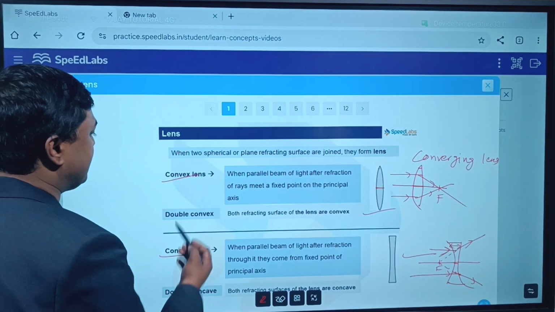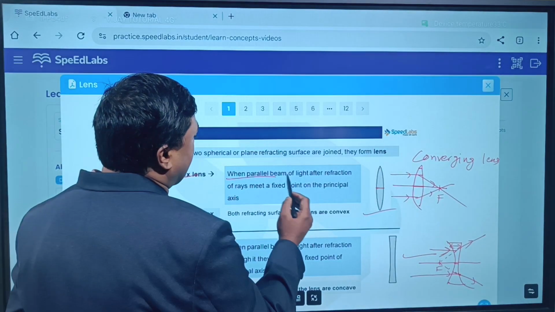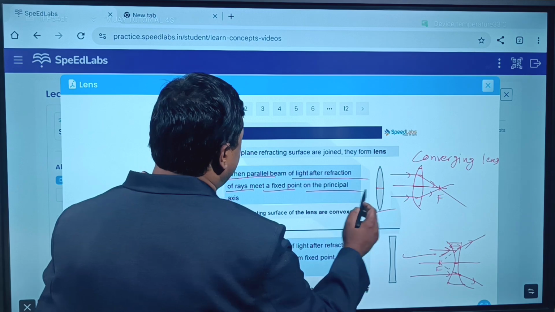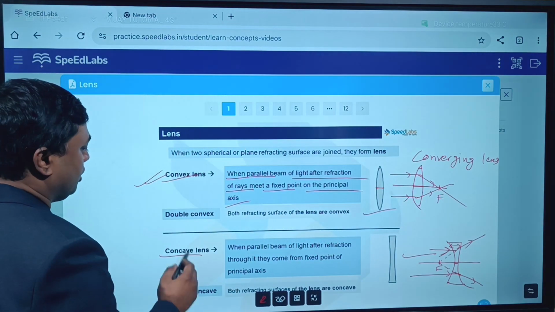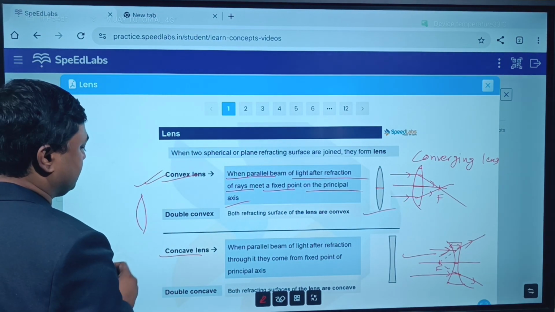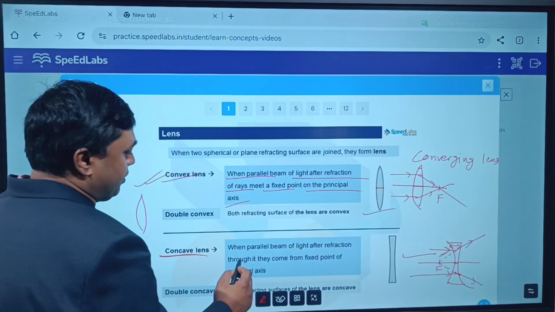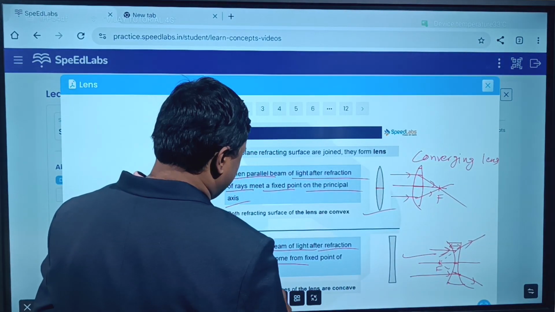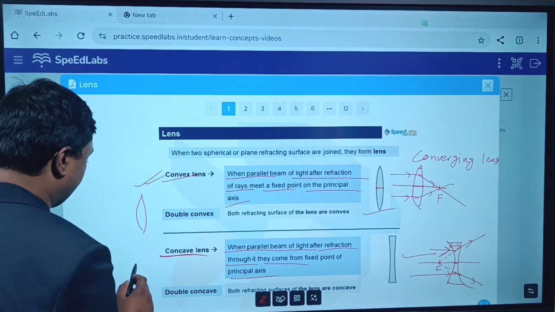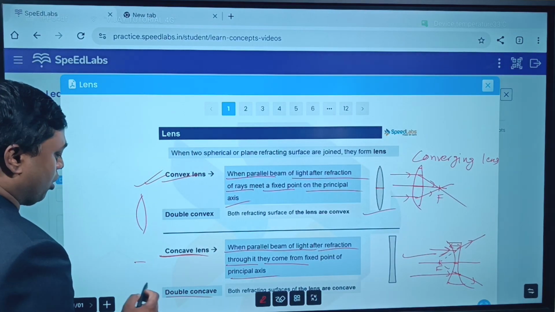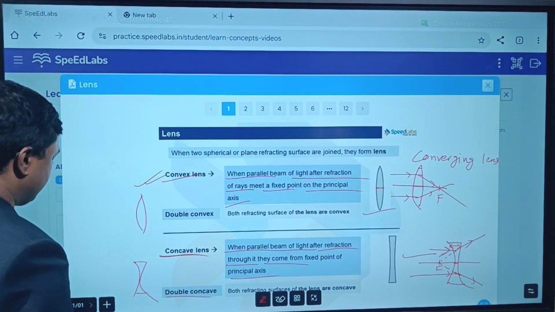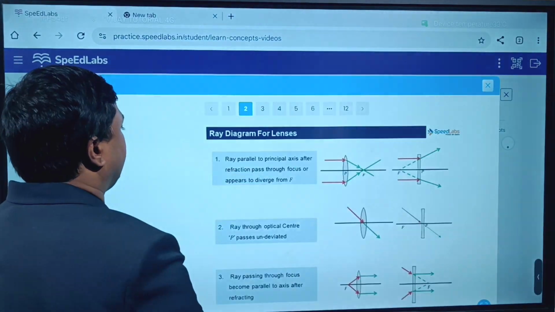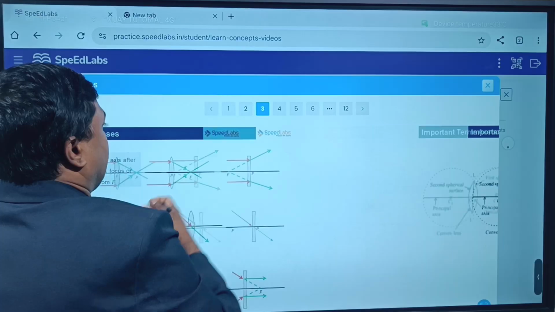You can see the convex lens definition. When a parallel beam of light, after refraction, meets at a fixed point on the principal axis, that is a convex lens. Double convex lens is there in the syllabus. For a concave lens, when a parallel beam of light after refraction through it appears to come from a fixed point on the principal axis, that is a concave lens. Just now I discussed, double concave lens is there in the syllabus. Yes or no?